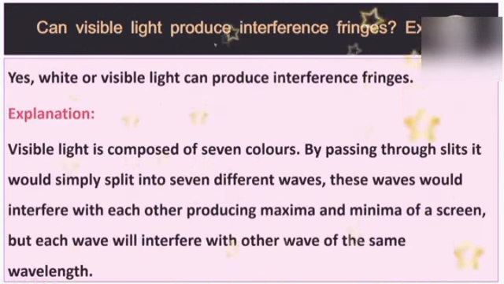Can visible light produce interference fringes? Explain. Yes, white or visible light can produce interference fringes. Visible light is composed of 7 colors. By passing through slits, it would simply split into 7 different waves. These waves would interfere with each other, producing maxima and minima on a screen. But each wave will interfere with another wave of the same wavelength.